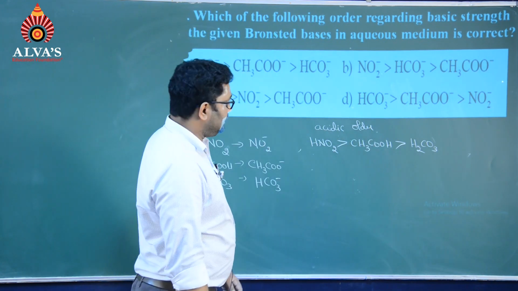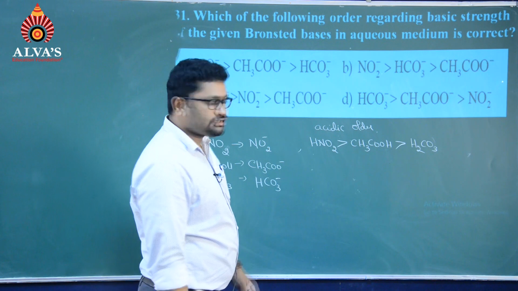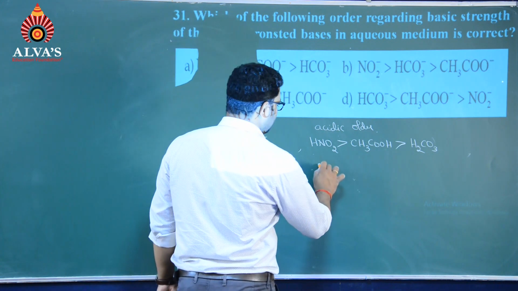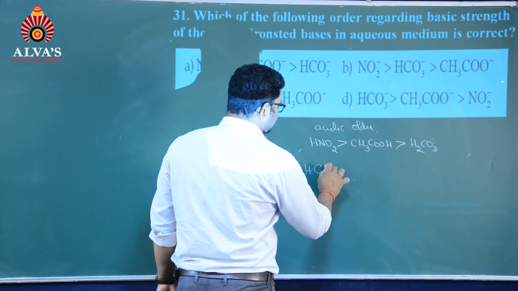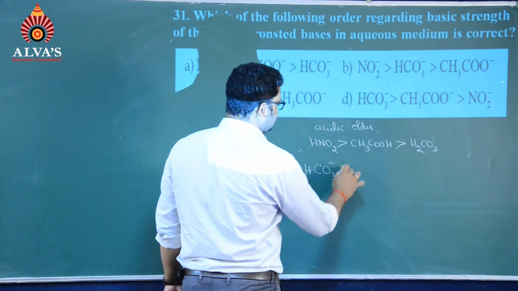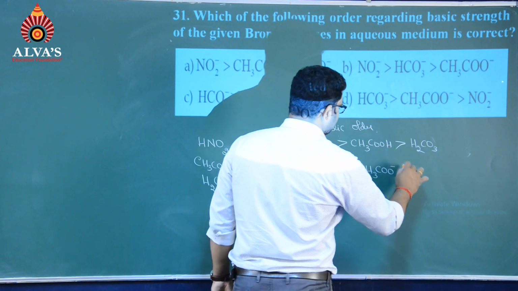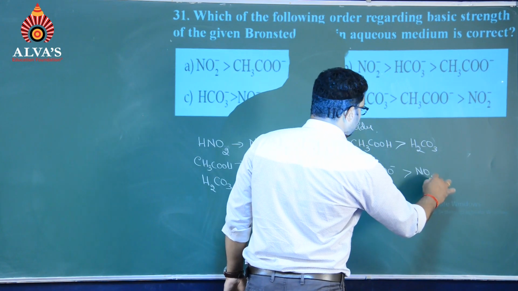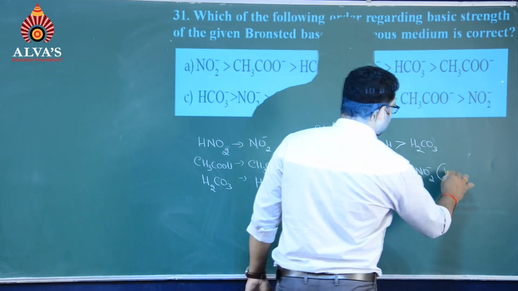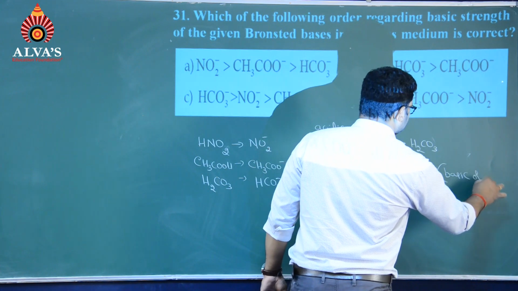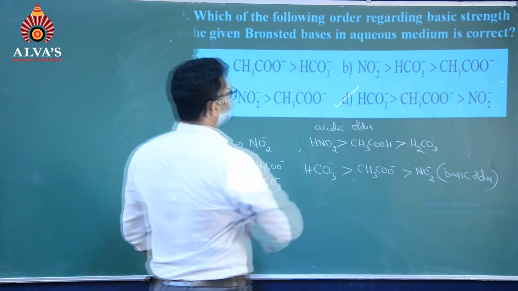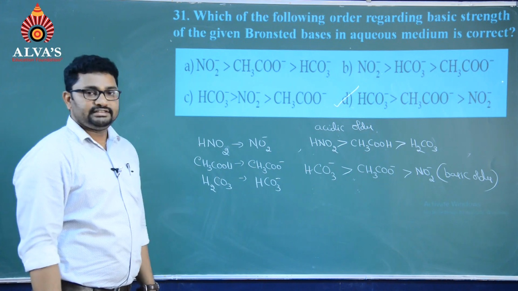and as I told you earlier, if the acid is strong, its conjugate base will be weak. Now HCO3 minus, CH3COO minus and NO2 minus. This is in basic order. Therefore, answer is D. 31 option is D.